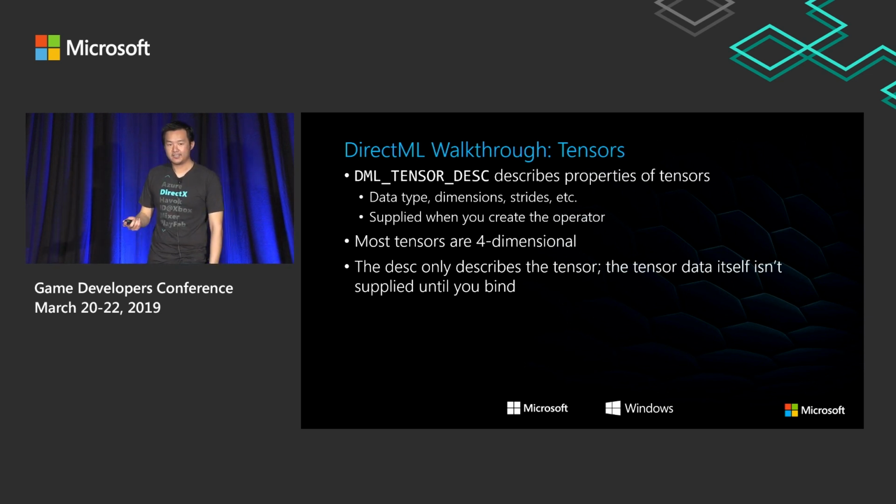The DML_TENSOR_DESC is supplied when you create the operator, and it describes the properties of the tensor, the data that will be laid out. For example, it specifies the data type, it specifies the memory layout, it specifies the dimensions, the sizes of the tensor in each dimension. But of course, the tensor desc only describes the properties of the tensor. It doesn't contain the data itself. The data that you actually want to run your machine learning on isn't supplied to DirectML until you bind your D3D12 resources.